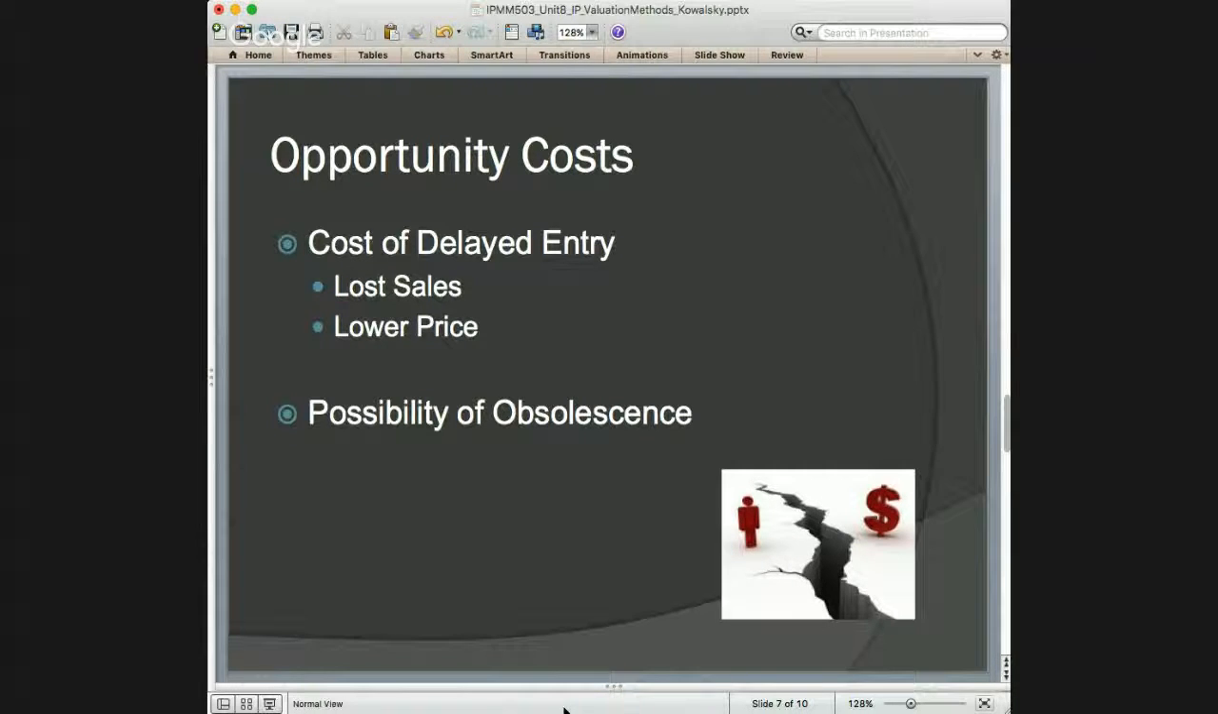Careful consideration should be paid to determine the opportunity costs. Delayed entry caused by not using the technology should be evaluated in both lost sales and the lower market values products tend to command when they are second or later to the market. By reviewing competing technologies, as well as the likelihood that superior technologies are in the development phases, the risk of obsolescence can be determined.